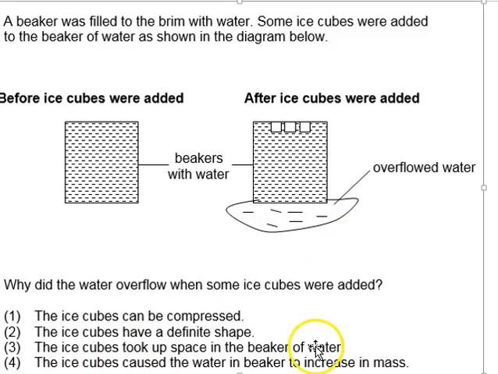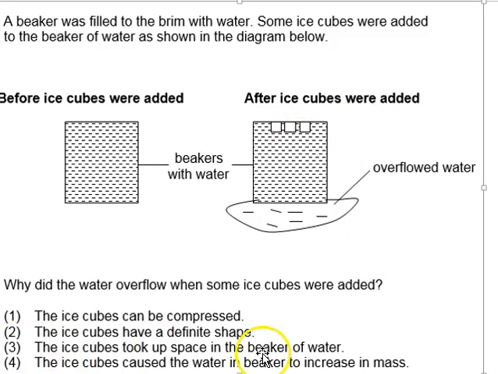Let's look at option three: the ice cubes took up space in the beaker of water. It is true. A solid has a definite volume. So if it takes up space in the beaker, there's only so much space in the beaker. The water inside also fills up the same space. So when new items are placed, in this case the ice cubes placed inside the water, there is not enough space because both of them cannot be compressed. Both of these states, ice and water, cannot be compressed. They all need their own space, and that might have caused the water to overflow.